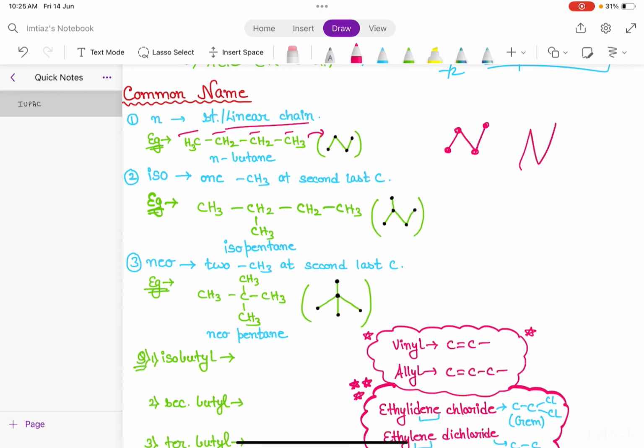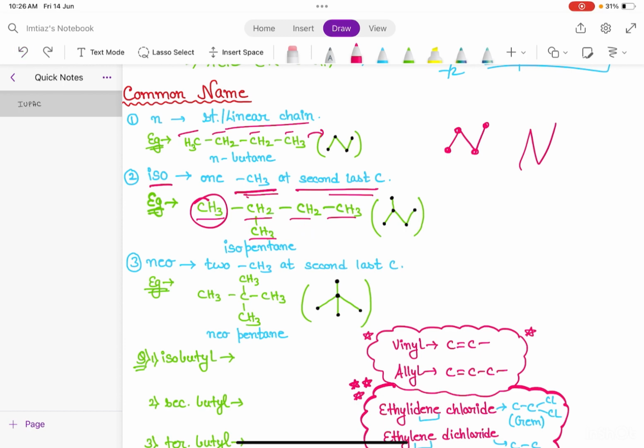It's linear. Now when to use iso, there will be one methyl group. CH3 is methyl. One methyl group at the second last carbon. Look at this example. It is CH3, CH2, CH2, CH3, CH3. How many? 5 carbon. The last carbon can also be written over here because both sides can be the same. Anyone you can say the last carbon or the second last carbon. That doesn't matter in this case.